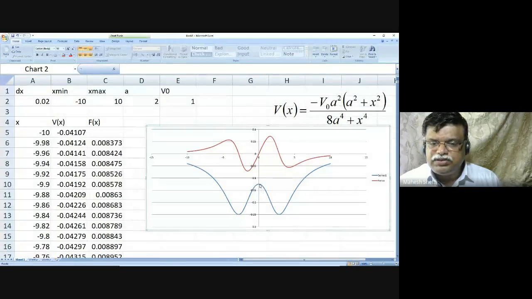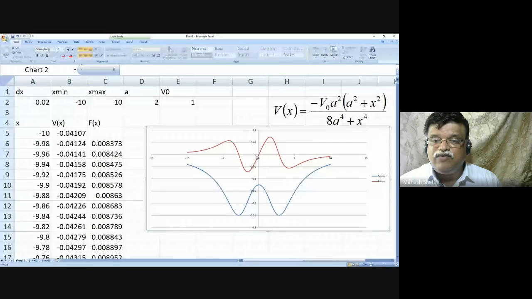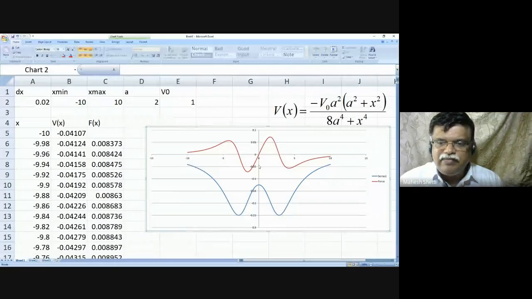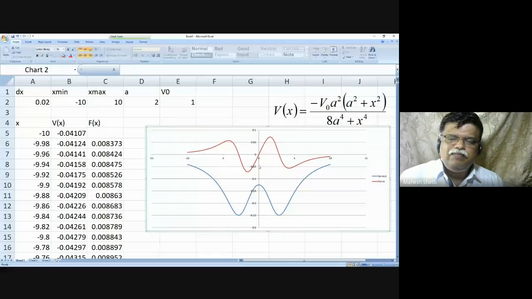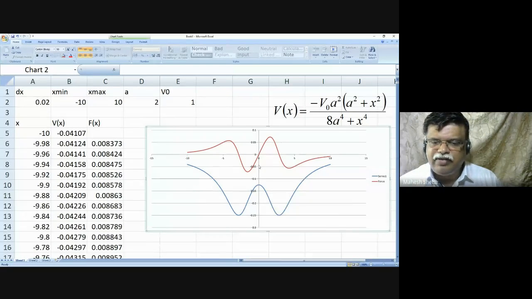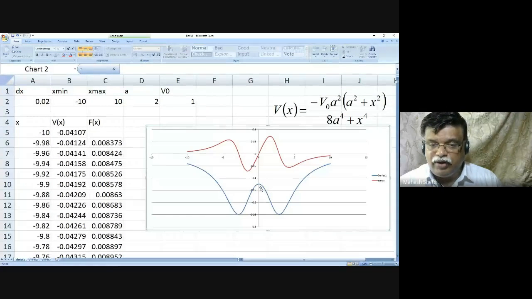Or if I push the particle slightly on the negative side, the force will become negative, which means it will push the particle in the negative x direction, and the particle will be pushed further away from this equilibrium point. That's why we call it an unstable equilibrium point.